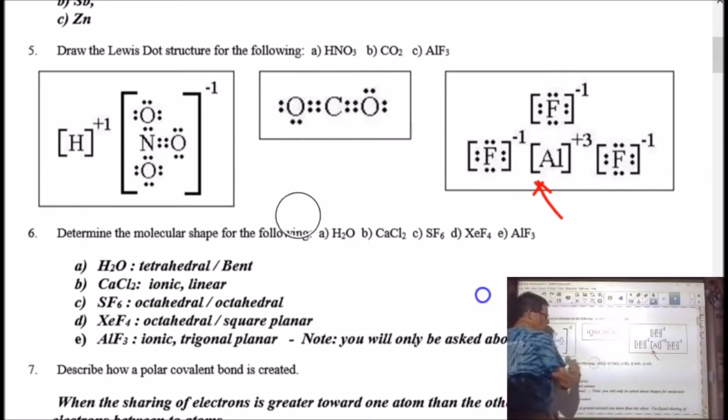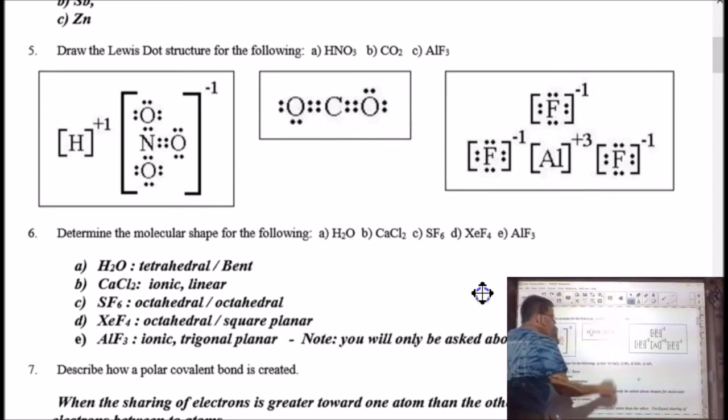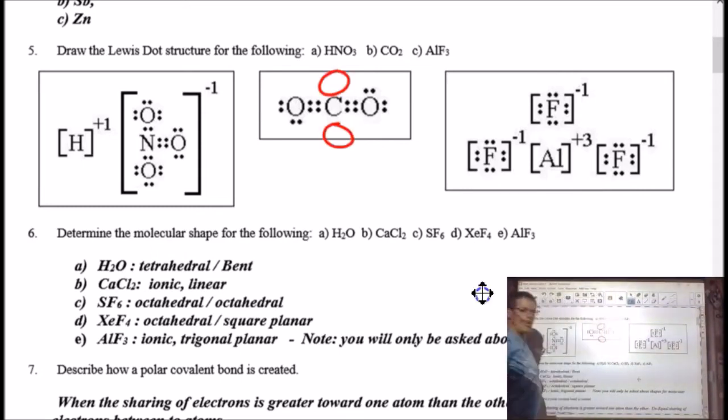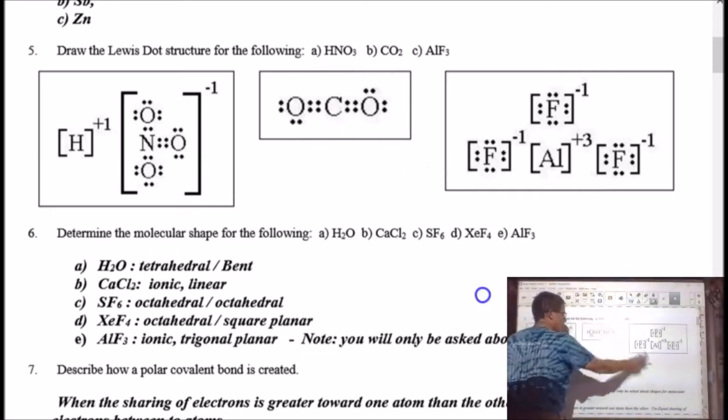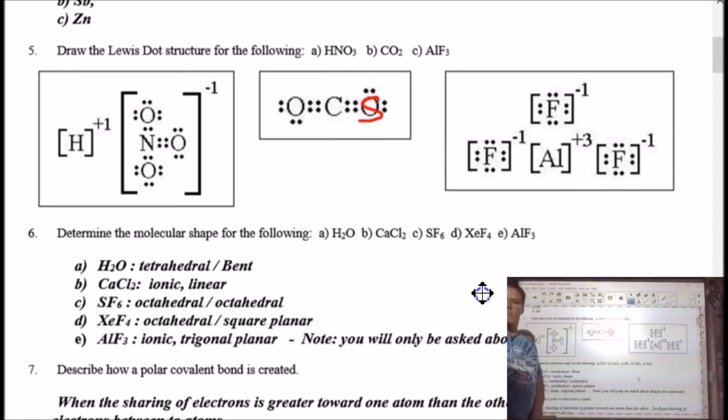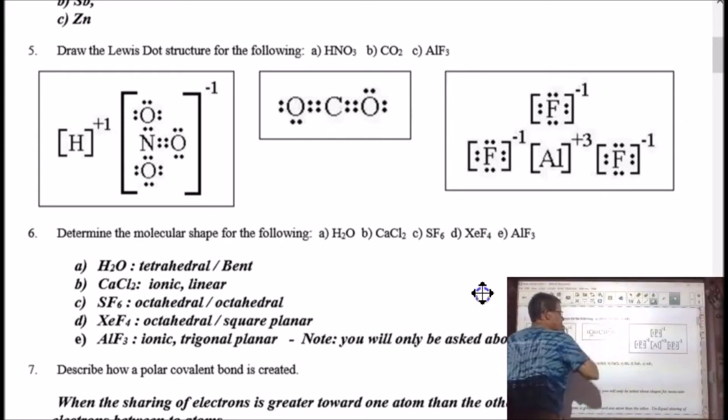So how do you know it's nonpolar? Well, it's symmetrical. How do you know it's symmetrical? Because we have oxygens out here. All the external atoms are the same. And you'll notice carbon has no lone pairs. Therefore, it's a nonpolar compound. If I had, say, a sulfur here instead of an oxygen, now we have a polar compound because we have different external atoms.